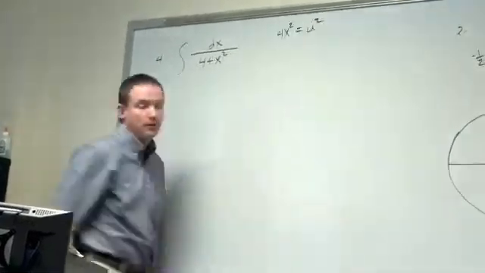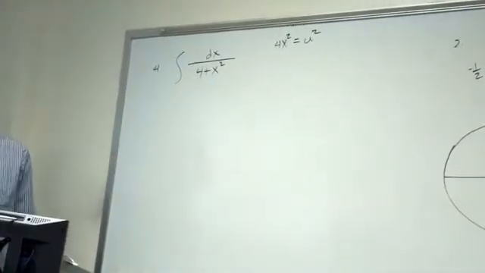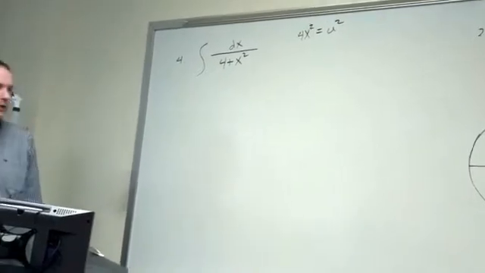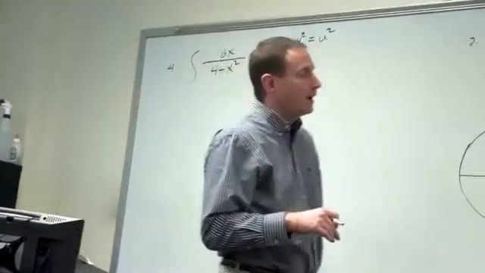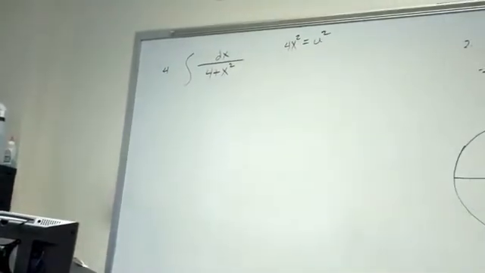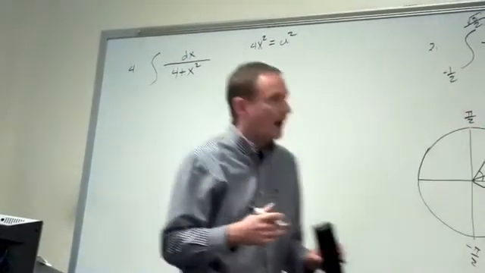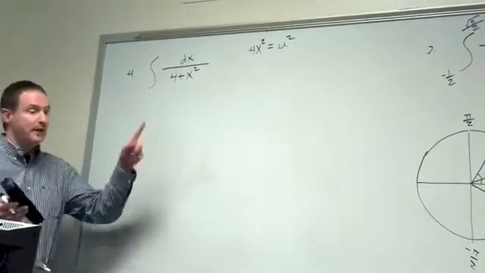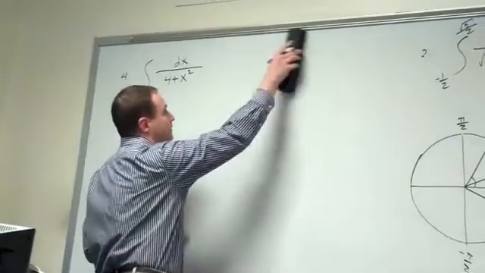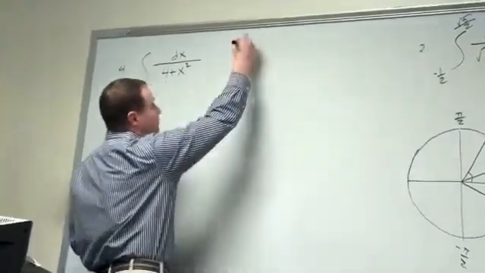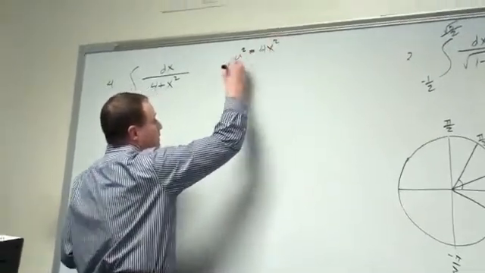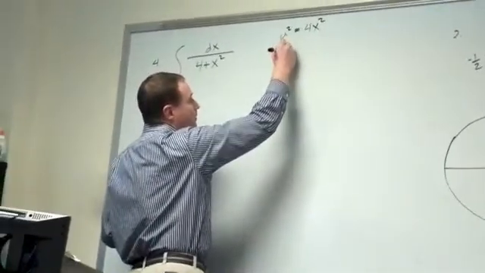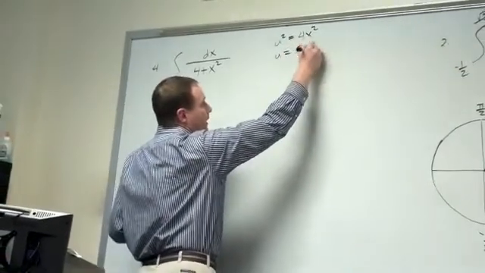So I'll say, well, okay, if that's what I want, and I can say, well, okay, oh, and I'm sorry, I want to have a 4 there. So this is actually backwards, I apologize. I want u squared to equal 4x squared. So I'll say, well then, u is just going to be 2x, the square root of both sides, and du is 2dx.